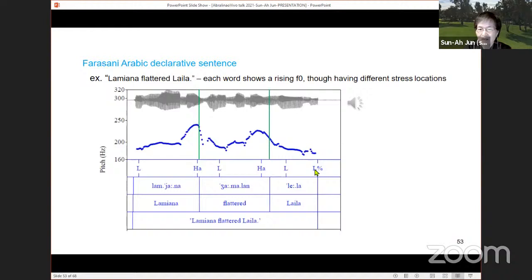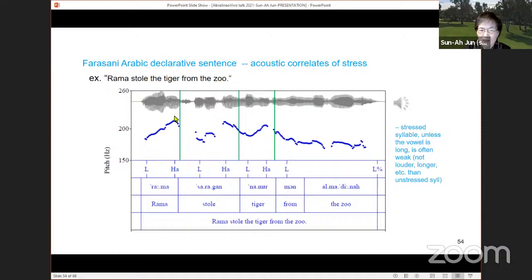In the first word, stress is on the second syllable, but in the second word, the stress is on the first syllable, yet the overall shape is rising. It doesn't change whether stress is on the initial syllable, the second syllable, or the final syllable. Lamiana Jamalan Leila. Just rising and rising and falling. And this is another example showing again each word has a rising tone, and at the end it is falling. And this data is to show that long vowel stress is pretty loud and long.